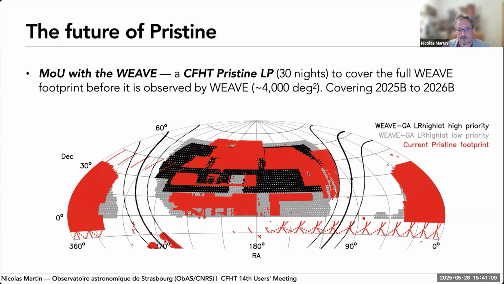So we've been awarded time to effectively completely tile up the WEAVE footprint before WEAVE observes, because WEAVE doesn't do any repeats. And so for every field that's observed by WEAVE for which we don't have Pristine, we don't have a good way to select these EMP stars. And so we'll start the LP in a couple of months, and we're very excited to start really tiling this region and filling out these holes.